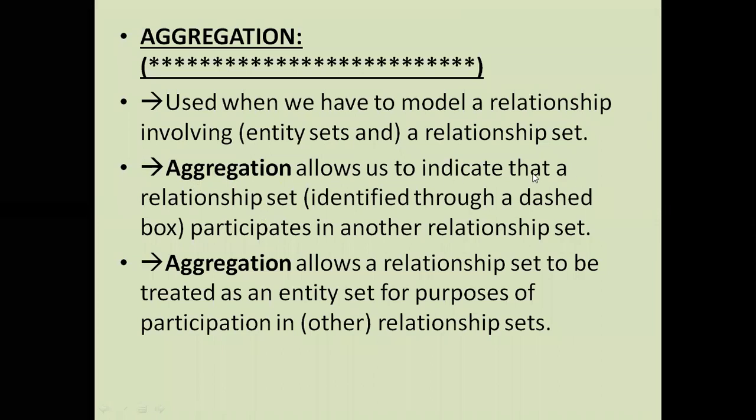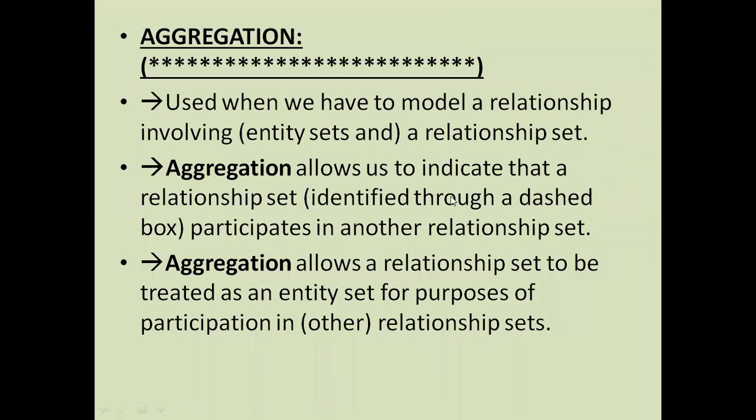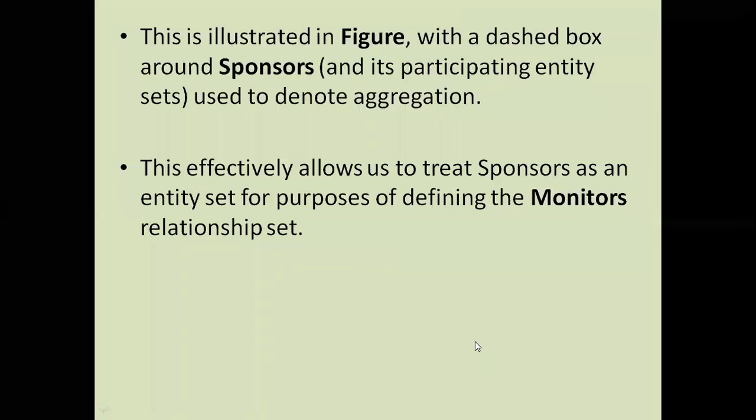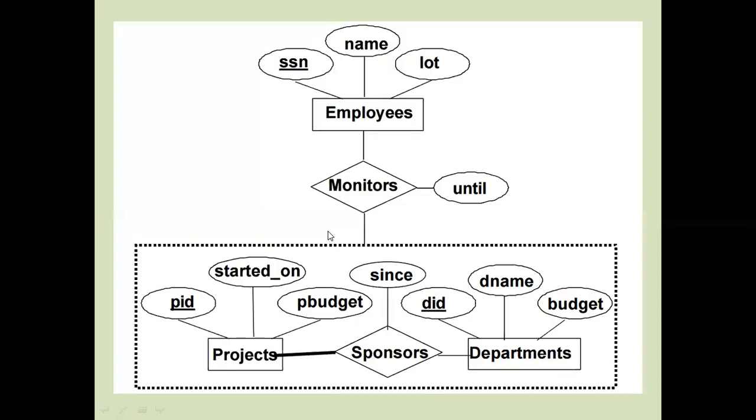Aggregation allows us to indicate that a relationship set, identified through a dashed box, participates in another relationship set. So aggregation allows a relationship set to be treated as an entity set for the purposes of participation in other relationship sets. This is illustrated in the figure with the dashed box around the sponsors. It effectively allows us to treat sponsors as an entity set for the purpose of defining the monitors relationship set.